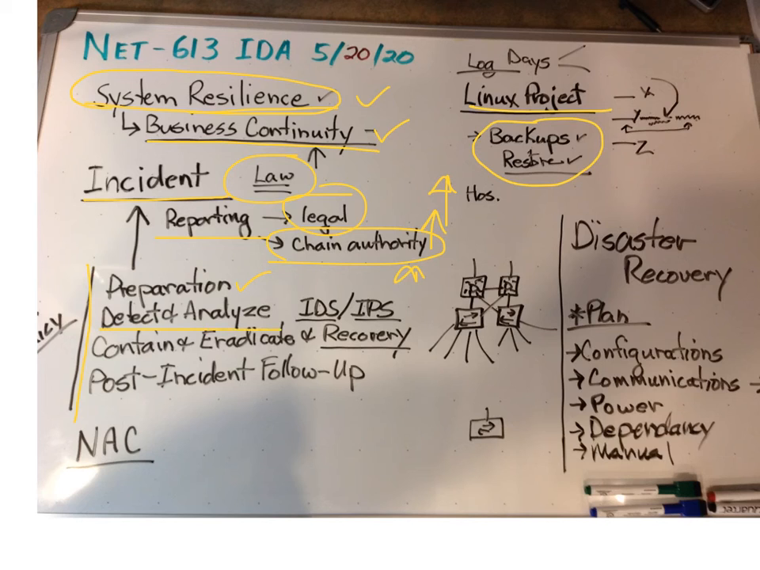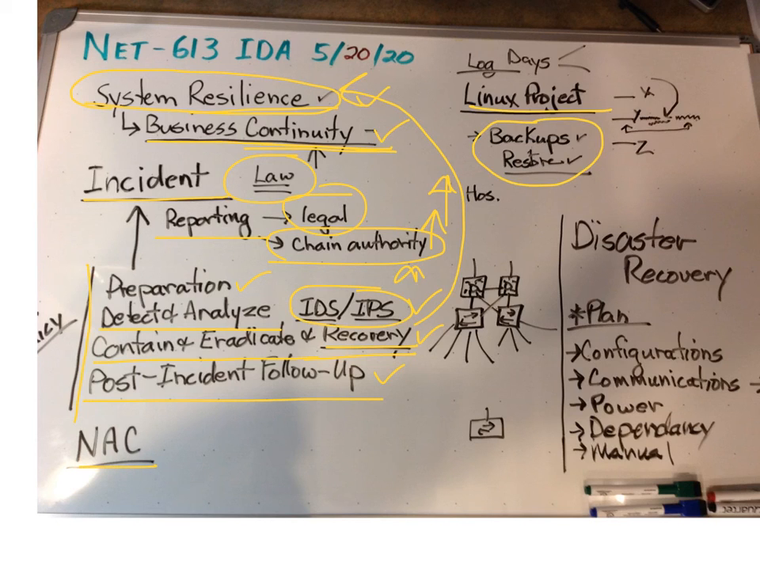You have to have a way to detect and analyze it. We talked a little bit about intrusion detection systems and intrusion prevention systems. You have to have a way to contain, eradicate, and recover, and that's really important to keep system resiliency and keep company continuity going. And then the follow-up: how do you manage after the incident?